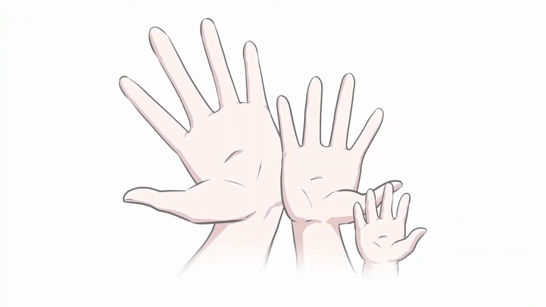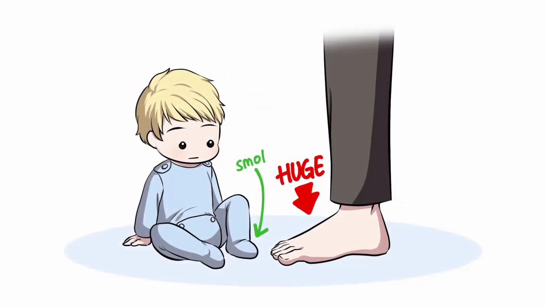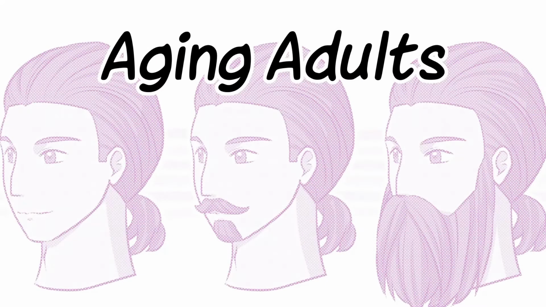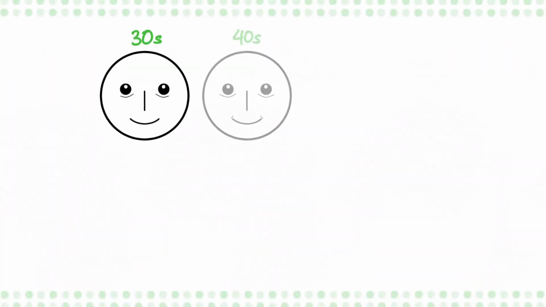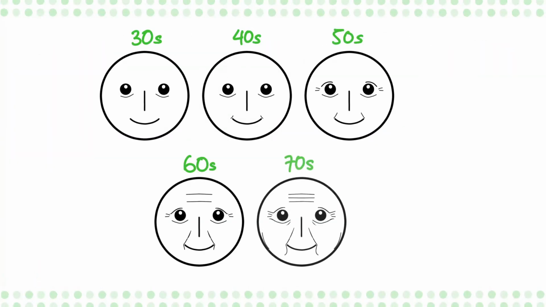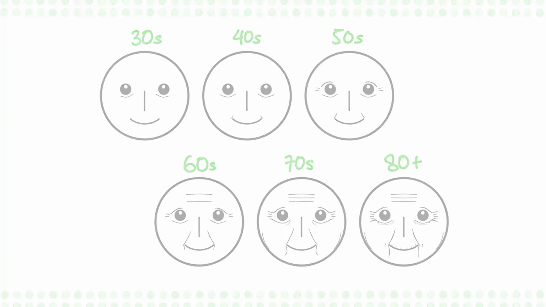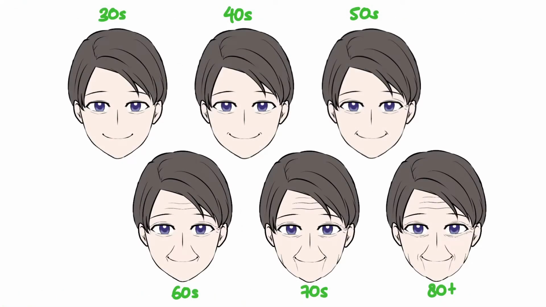Aside from height, adults obviously have bigger hands compared to children. Same goes with feet. Aging comes in stages. I'd like to give a 10-year gap between each stage. Here's how it looks in practice.